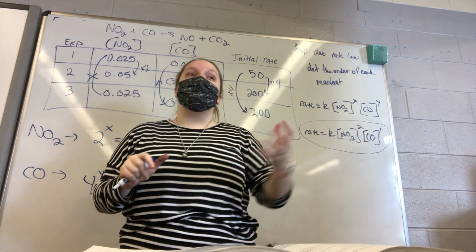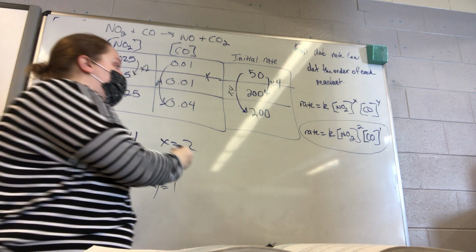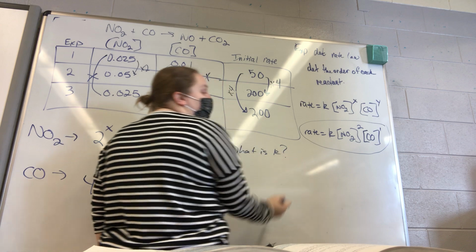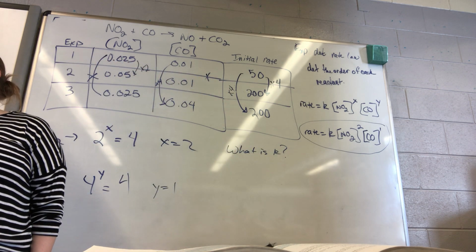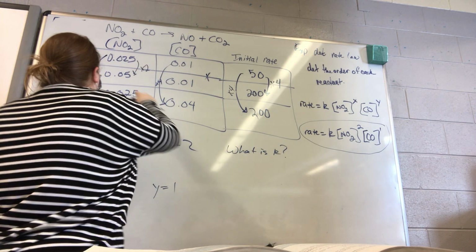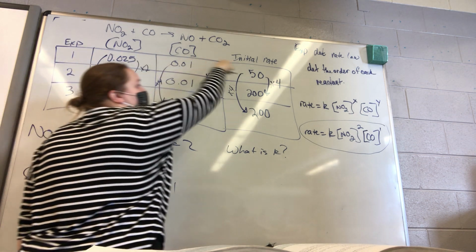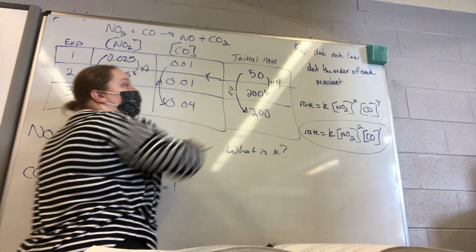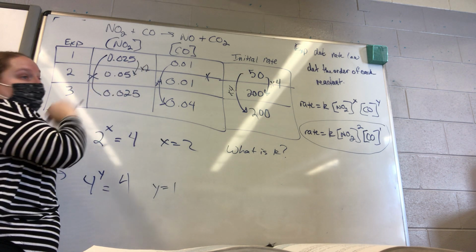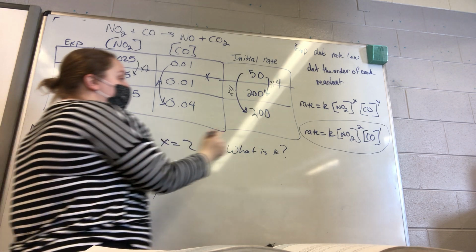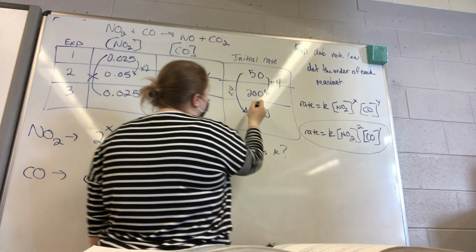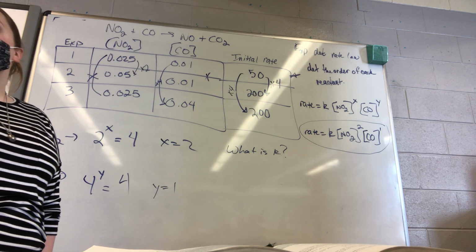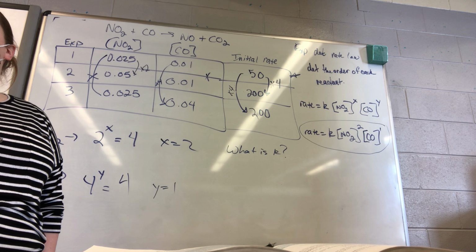Okay? What's something else I can ask you to do given the experimental data? Right? Find the rate law. Find the rate constant. How do we do that? You plug in one experiment's worth of data. I don't care which one. You can plug in the first one, the second one, the third one. Into the rate expression. So let's do experiment 1. To find K, we're going to plug in the data from experiment 1.